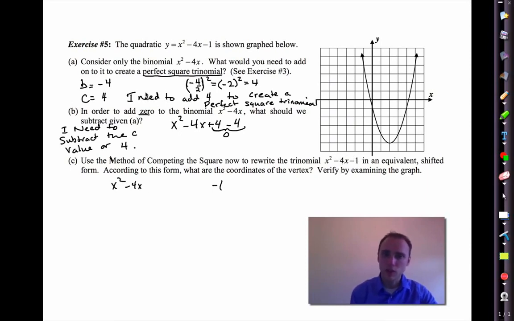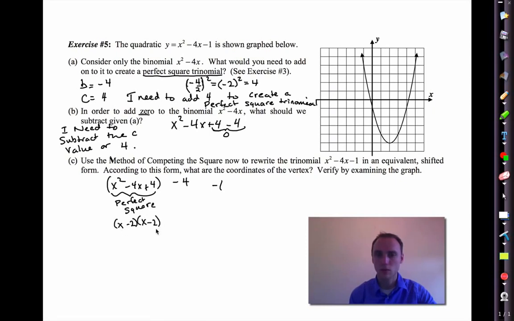Because that lets me fill in my c values. Well, I said if I add 4, this right here is a perfect square. But I can't just add 4 to my expression. I have to subtract 4 as well. Now I didn't change anything, right? So this perfect square, you guys can factor that, right? When I do, I get x minus 2 times x minus 2. I'll put the minus 4, minus 1 here. Combining these two, I get minus 5. This gives me x minus 2 squared, minus 5.